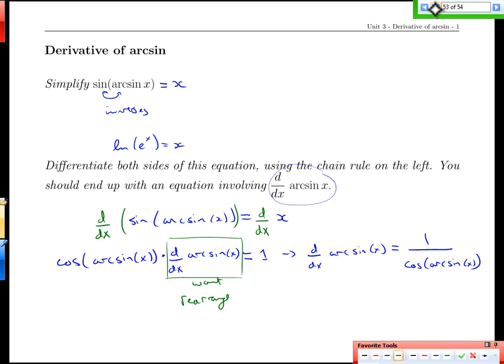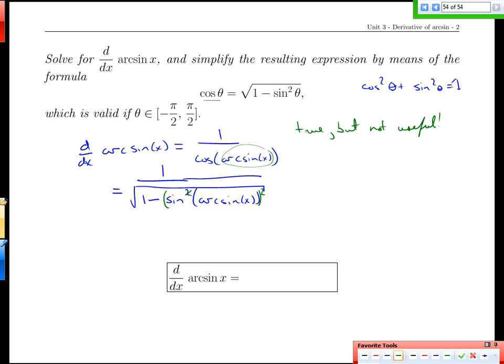Going back one page, sine of arcsine of x is just x itself, because taking the arcsine, then taking the sine, gets you back to where you started. So here, we can have 1 over the square root of 1 minus sine of arcsine, well that's just x, and then we still have that little squared left over. There we go. That would be the true and useful derivative formula for arcsine of x. The derivative of arcsine of x is 1 over square root of 1 minus x squared.